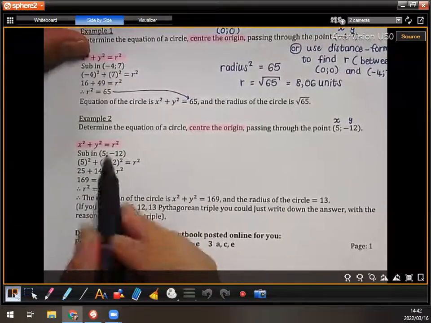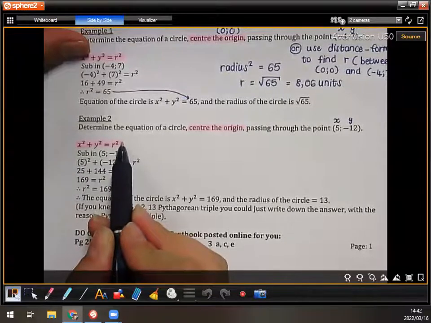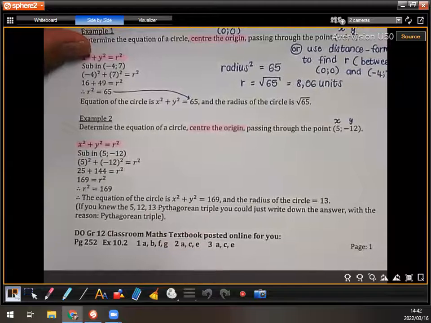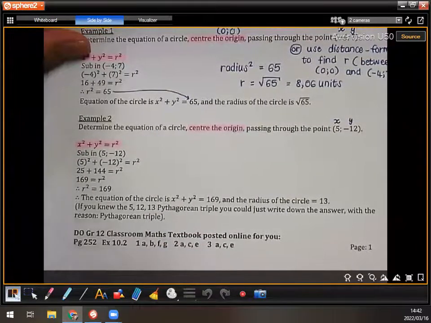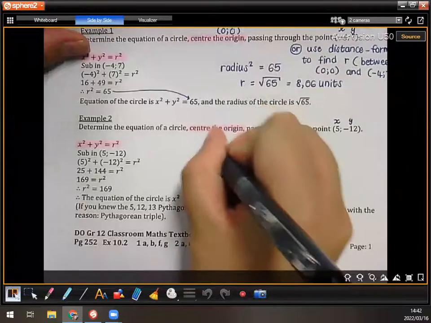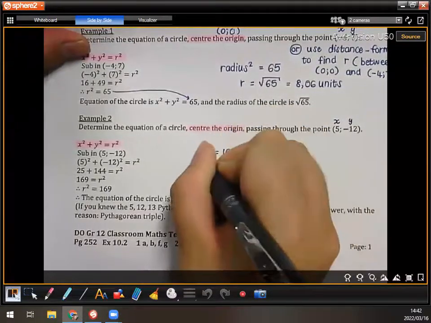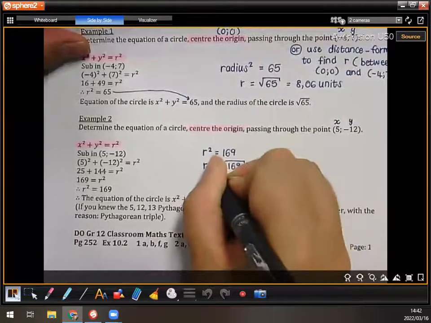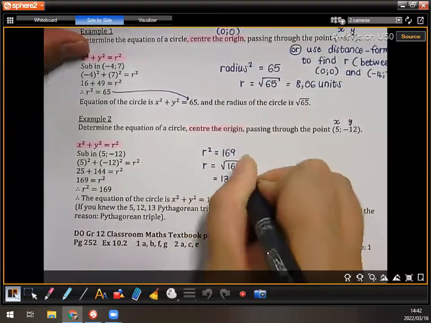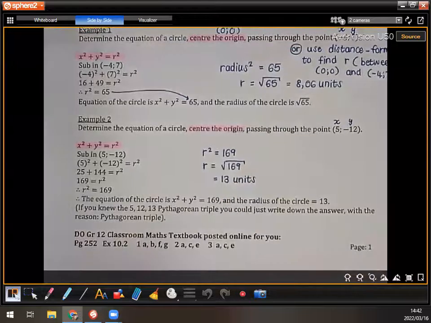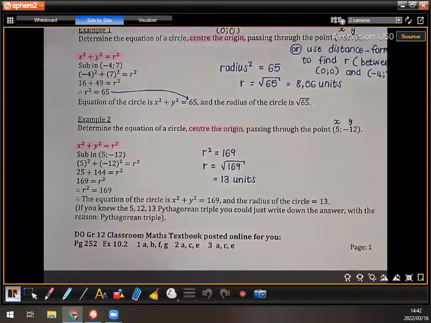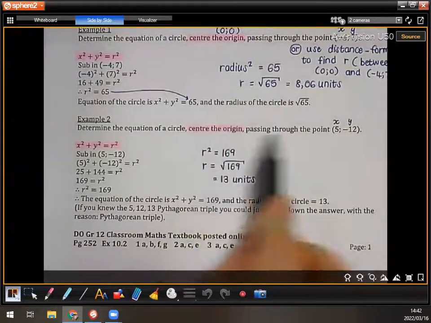All right, so the equation is x squared plus y squared equals 169, r squared. Okay, that's all you need to write for your equation. If they are asking for the radius, then because the radius squared is 169, the radius is going to be the square root of that, which is actually 13 units. Okay, if they ask for that as well. Or you can use the distance formula to calculate the distance between the origin (0, 0) and that point.